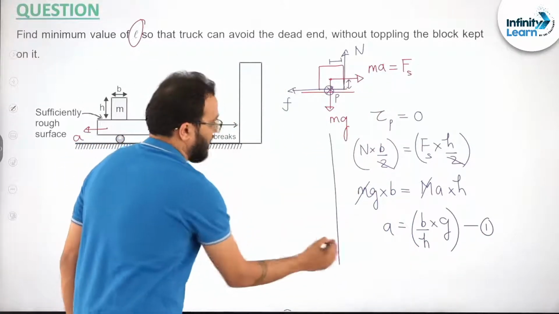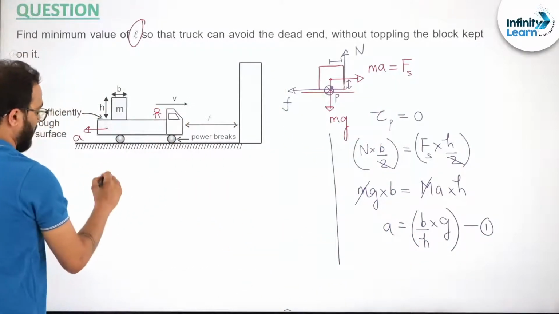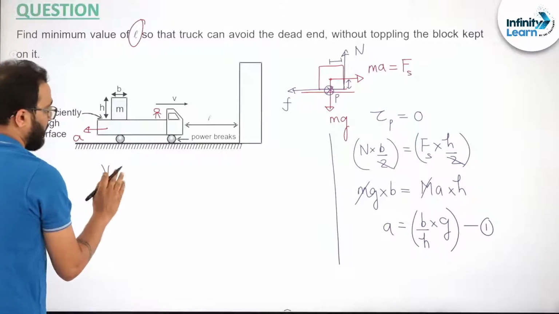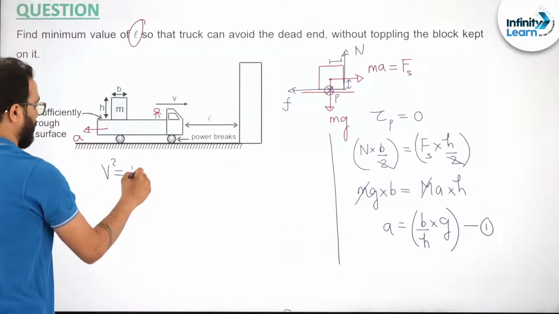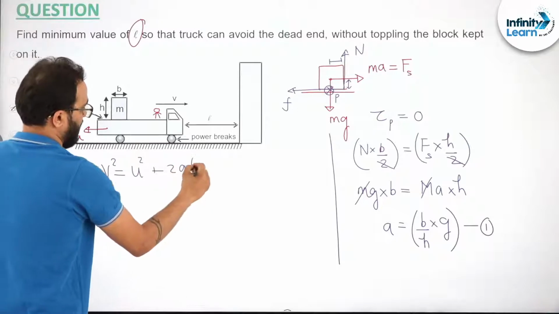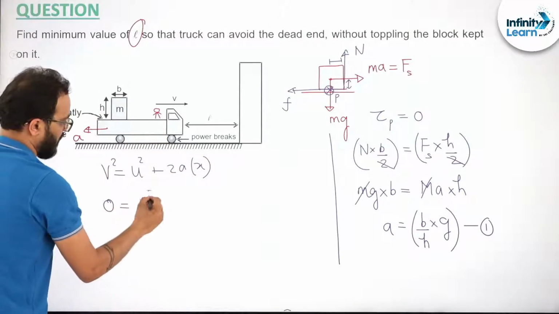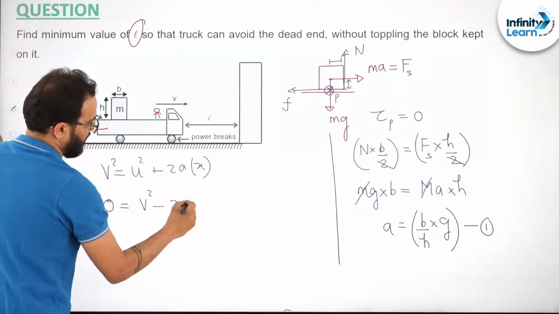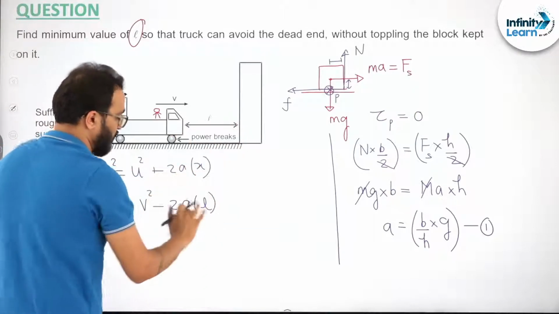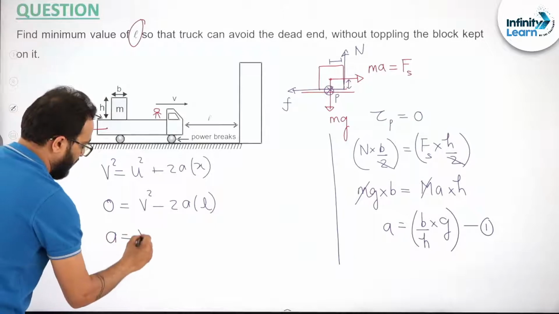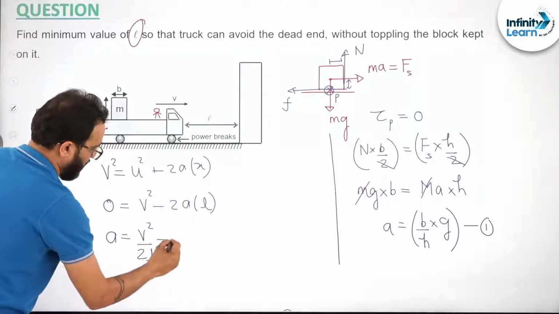Now its velocity is v, and the distance l in which it has to stop. So using v square equals u square plus 2ax, here the final velocity is 0, the initial velocity is v, and a is negative, so 0 equals v square minus 2a, where the distance x is equal to l. So a is v square by 2l. This is number 2.